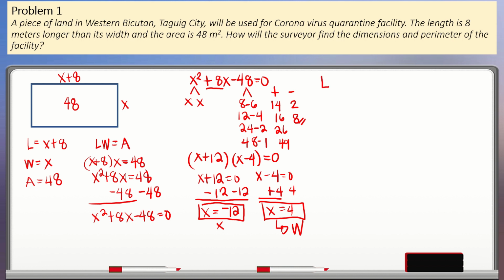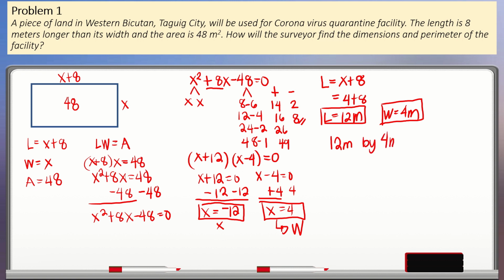And to solve for the length, we use the formula x plus 8. And we know that x is equal to 4. So 4 plus 8 is equal to 12. So we now have our measure for the length, which is now 12 meters. And our width, we have 4 meters. If we're going to get the dimension of the rectangular lot or the quarantine facility, the measure of it is 12 meters by 4 meters.